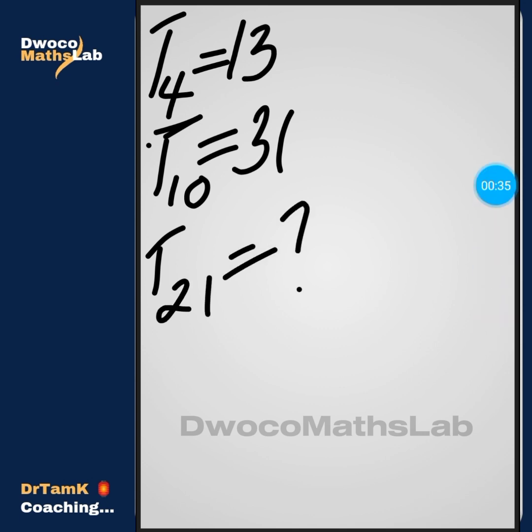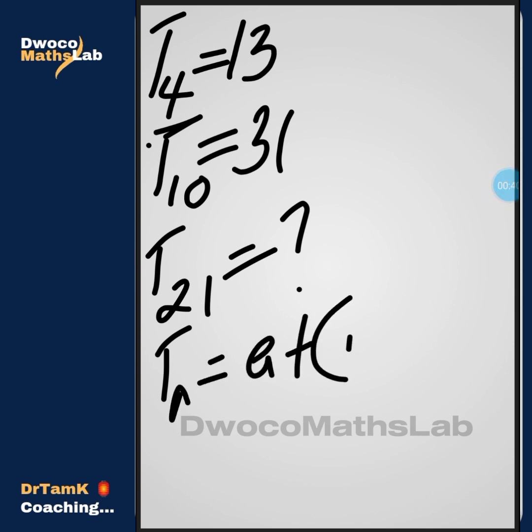Now have it in mind that the nth term is equal to a plus (n minus 1) times the common difference d. Remember that? That's the nth term. So let's insert the values into this formula. We're going to get two simultaneous equations, obviously.